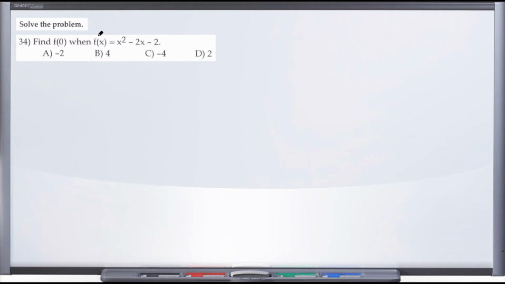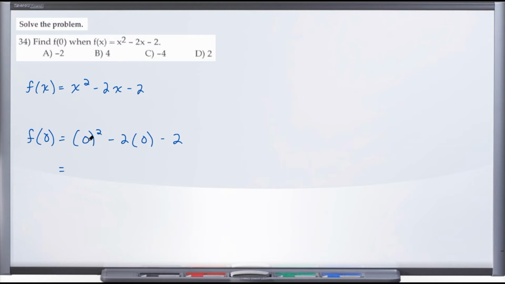Find f of 0 when f of x is x squared minus 2x minus 2. So we've been given f of x and told that f of x equals x squared minus 2x minus 2. But now we want to find f of 0. So that means we're taking this function, and anywhere we see an x, we're going to replace that x with a 0. And so we get 0 squared minus 2 times 0 minus 2.